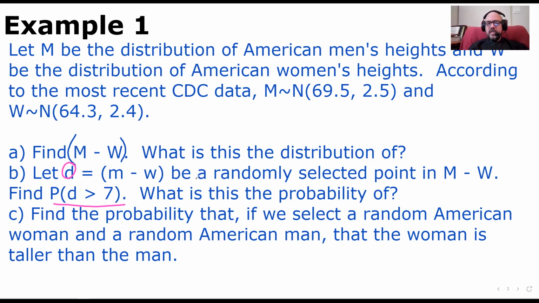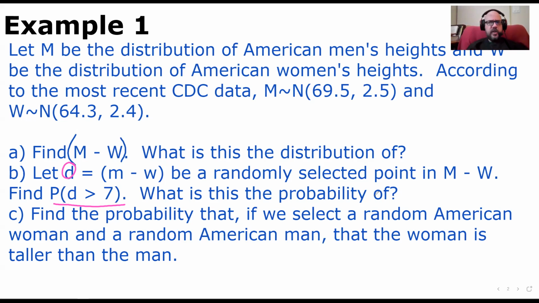So this is the probability that if I pick a random man and a random woman, random American man, I should say, random American woman, that the man is at least 7 inches taller than the woman, or more than 7, I guess the way I've written it. So this is the probability that if I pick a random man and a random woman independently of each other, that the man is more than 7 inches taller than the woman.